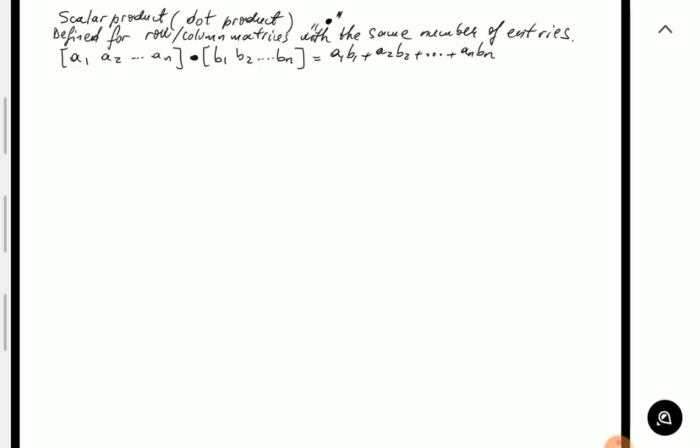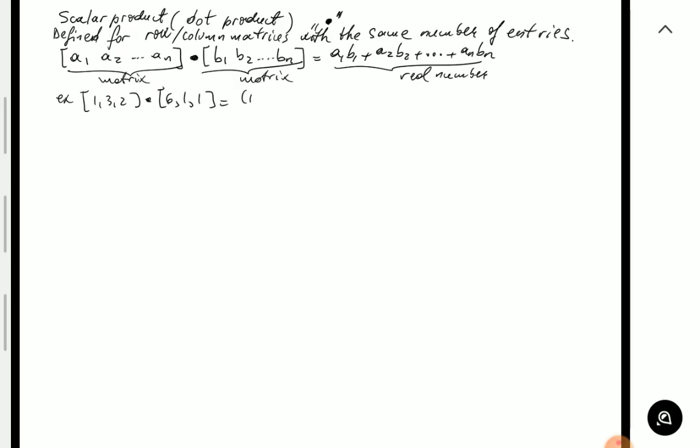Now, keep in mind, it is always important to understand the nature of the object you're dealing with here, right? So this is a matrix. When you operate, this is a matrix. The answer is a real number, right? So when you sum up these products, you end up with a real number. So let's take a quick example. Let's say, do the dot product between 1, 3, 2 and 6, 1, 1. Again, let's write it explicitly first.